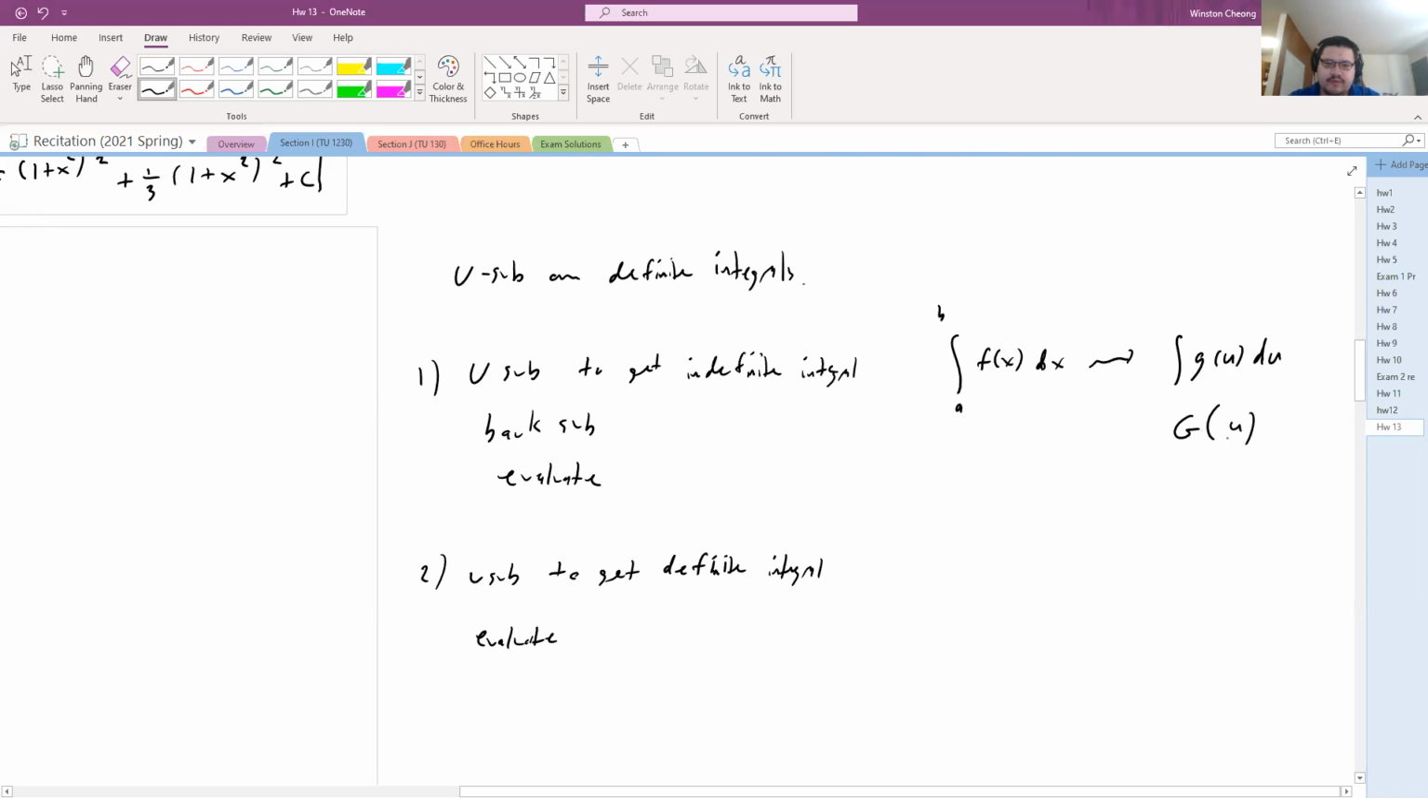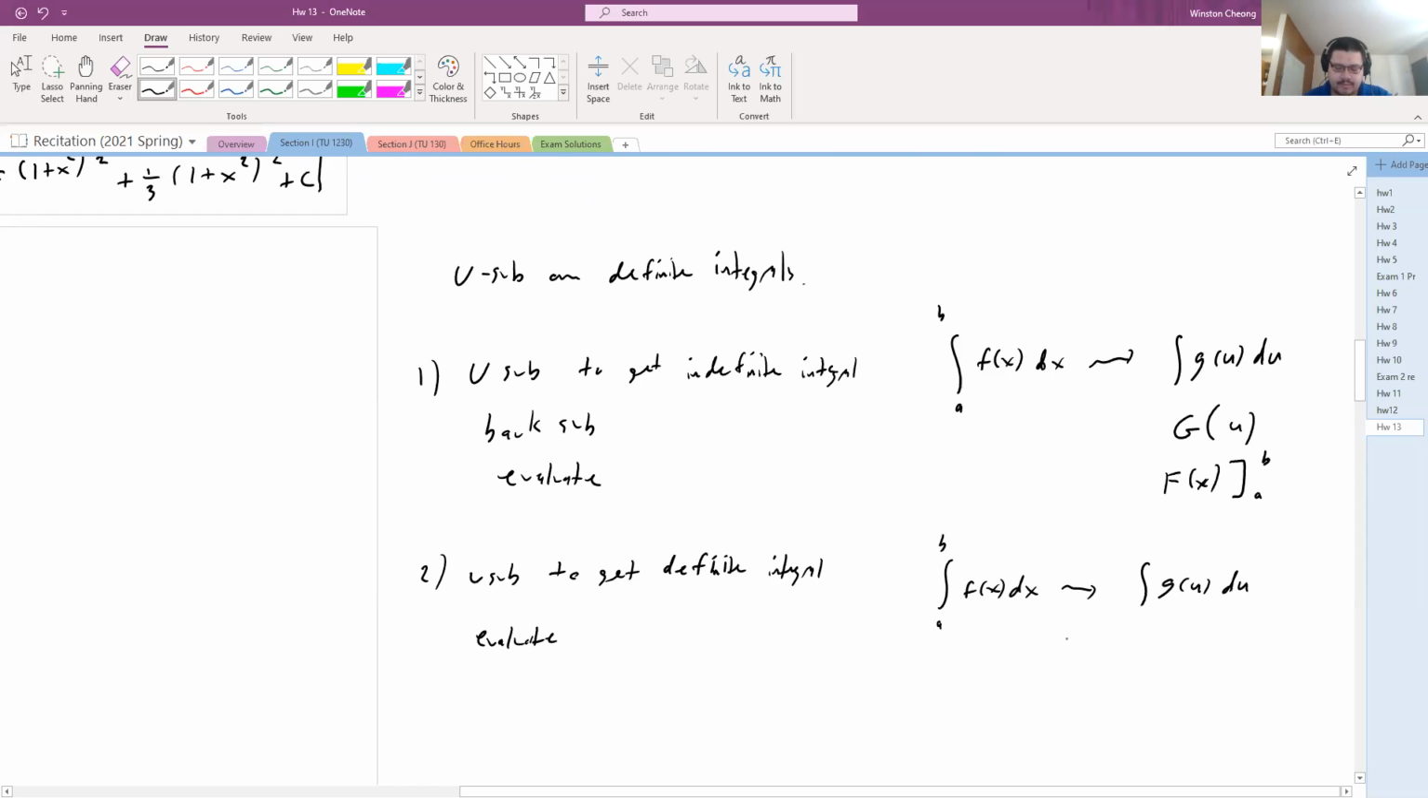So you'd perform the integral to get g of u, and then you would back substitute to get back to some f of x, and then you would evaluate. So this is what the first approach is saying. The second approach is saying instead of converting over and getting an indefinite integral, you would convert over to get a definite integral. So instead, in this case, you'd have g of u du, but then you'd have these limits. The thing is that these limits are going to be different.